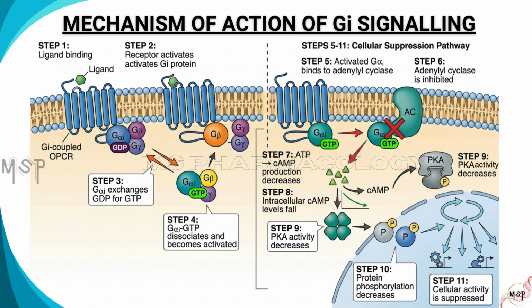As adenylyl cyclase activity decreases, cyclic AMP production falls. Lower intracellular cyclic AMP levels mean that protein kinase A remains inactive or significantly less active. Consequently, downstream phosphorylation cascades are suppressed, and overall cellular activity is reduced.